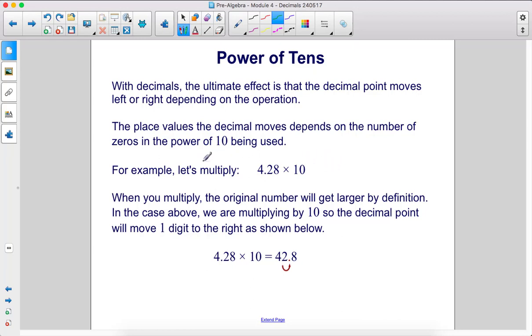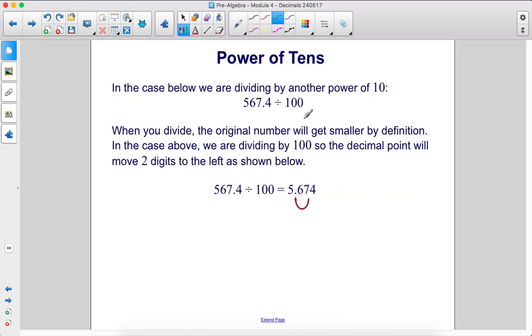For example, let's multiply 4.28 by 10. When you multiply, the original number will get larger by definition. In the case above, we are multiplying by 10, so the decimal point will move one place to the right. 4.28 times 10 is going to be 42.8. That decimal just moves one spot over.